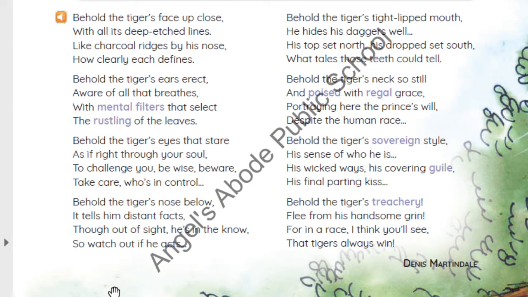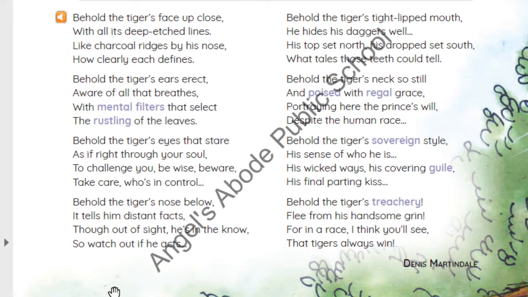Then later they are talking about his ears, the sounds he is listening to, because he always listens very carefully. Due to his ears he is aware of the breaths of other animals, through which he always captures them. So here they are talking about mental filters, that he is always awake. His mind is always in an active position and he always listens carefully.